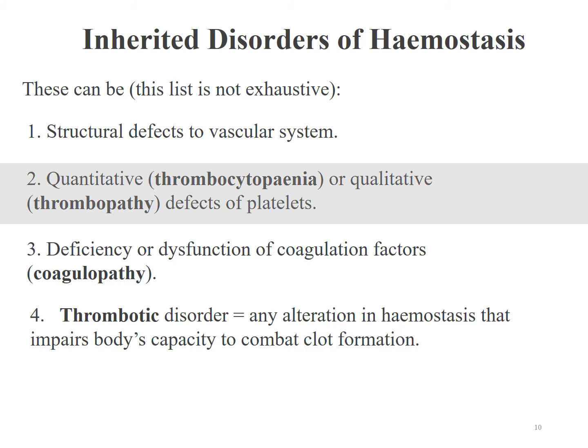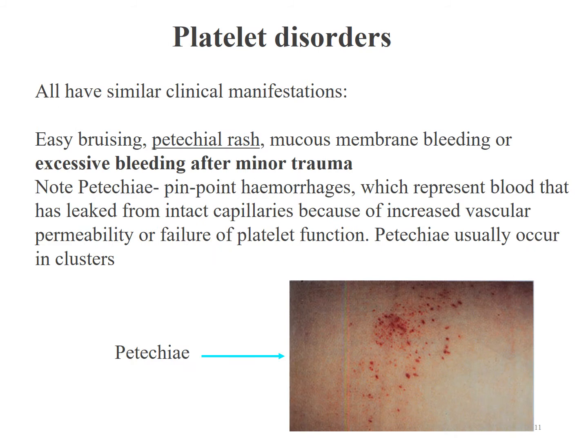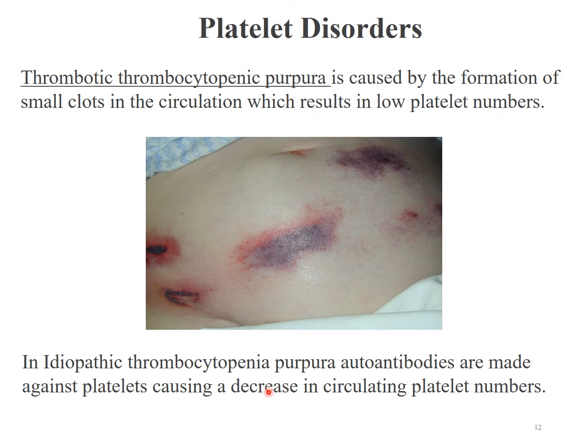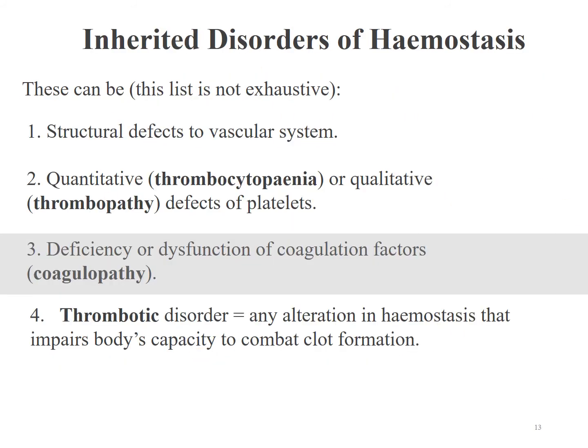And now I'll explain a little bit more on the platelets. These are the symptoms of platelet disorders such as easy bruising, excessive bleeding, and the petechial rash. The petechial rash is the pinpoint hemorrhages caused by the leakage of blood from the capillaries. While this type of blood clotting is called thrombotic thrombocytopenic purpura, and it's caused by a low platelet count. You don't have to go through all these details, just have to know that it is a type of platelet disorder. And next, we'll look at several examples of coagulopathies.